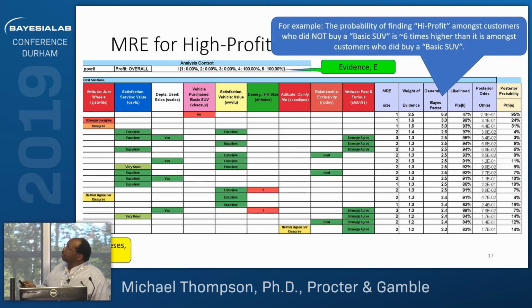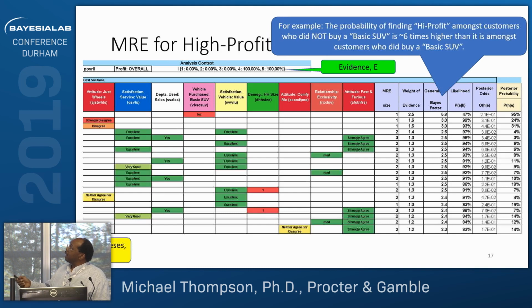So as far as interpretation for this specific example, for the first hypothesis, you can read it off as the probability of finding a high profitability consumer or customer amongst those who did not buy a basic SUV. That's what this variable represents. The vehicle purchase was basic, and it says no. So they did not buy a basic SUV. It's 5.8. It's about 6 times higher than it is amongst all the customers who did buy a basic SUV. So that's the likelihood version of it.